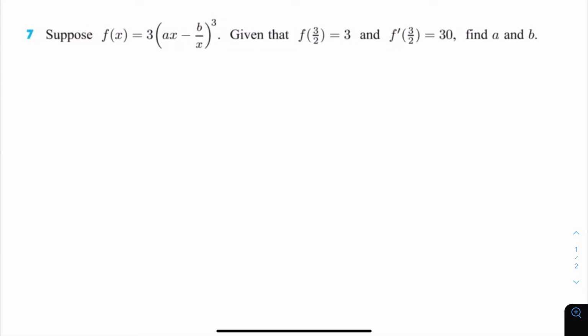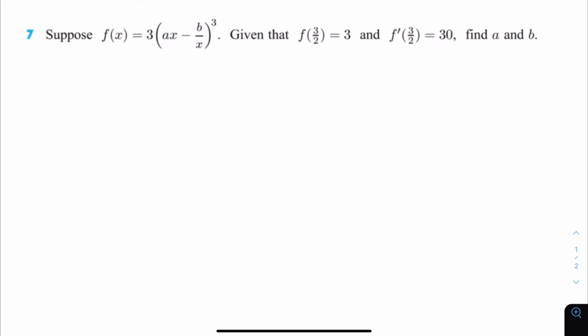Okay, so suppose that f(x) = (3(ax − b/x))^3. Given that f(3/2) = 3 and f'(3/2) = 30, find a and b. So we're going to first use these two pieces of information to obtain simultaneous equations where we can solve for a and then for b, or the other way around. So let's start with the first part.